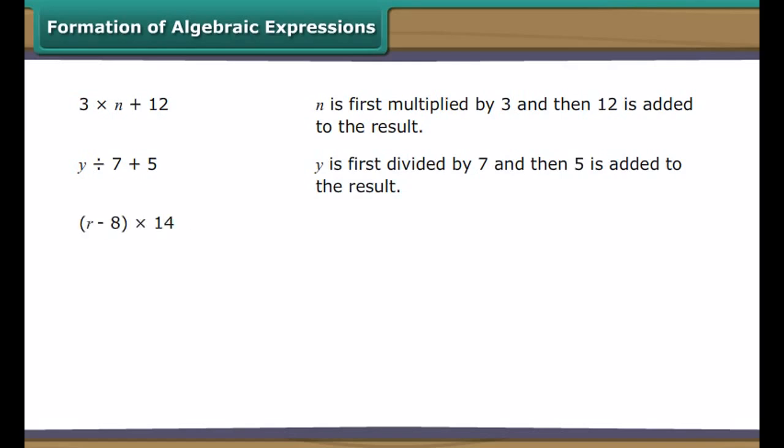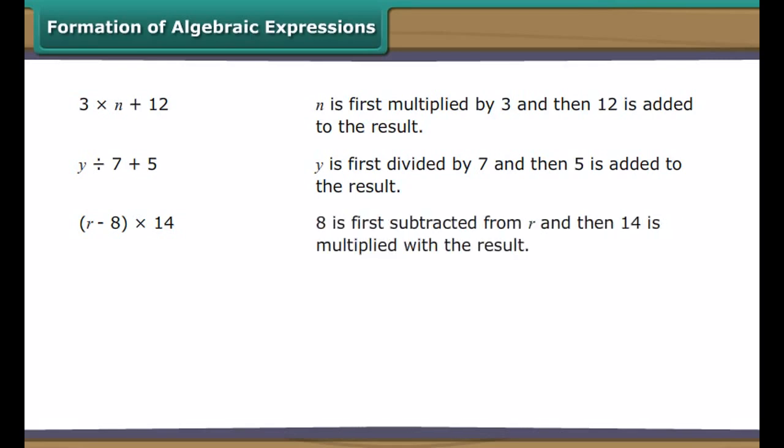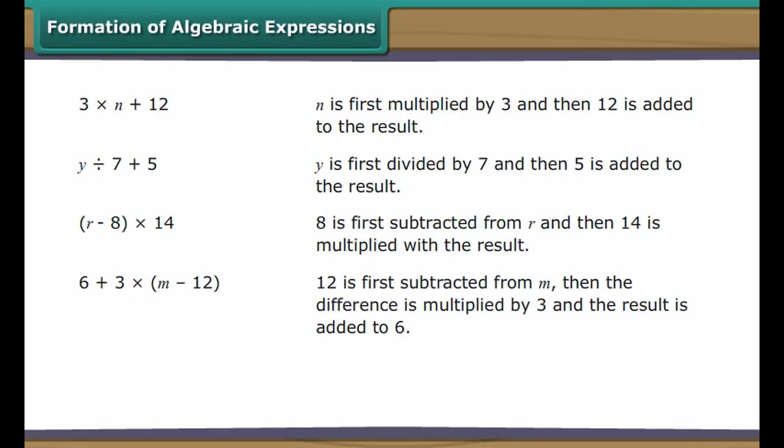(r - 8) into 14: 8 is first subtracted from r and then 14 is multiplied with the result. 6 plus 3 into (m - 12): 12 is first subtracted from m, then the difference is multiplied by 3 and the result is added to 6. 56 divided by (s into 3).